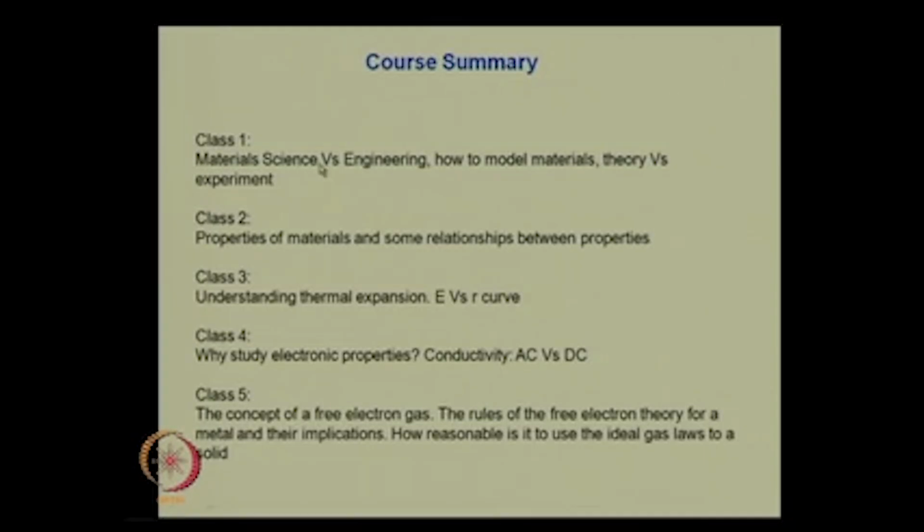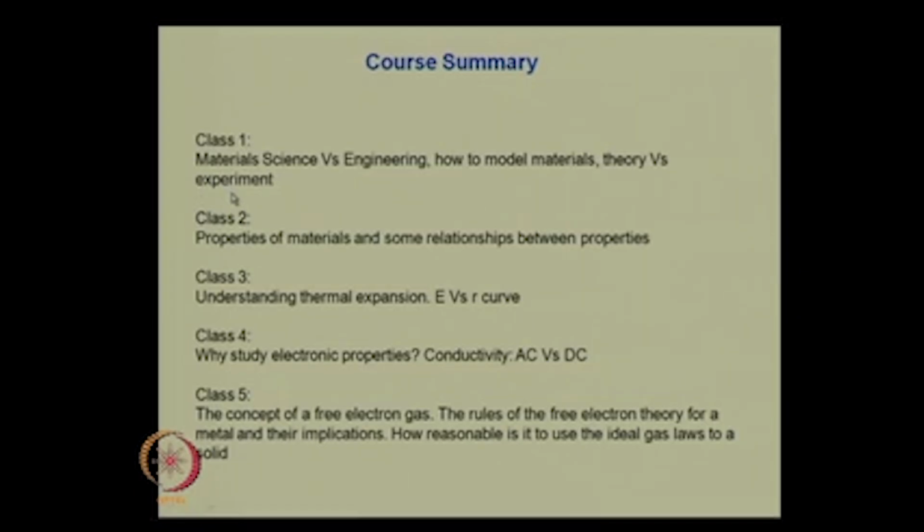So to begin with, we started off by looking at material science versus materials engineering, and in particular we looked at what kind of approaches we would need to model materials. We also considered the differences between theory versus experiment, in the sense that I particularly highlighted the fact that at the end of it all it is the experiment that is supreme. If you come up with a theory that cannot be proven by experiment, or if there is strong experimental evidence contradicting your theory, then in principle the theory is not going to be accepted. So in that sense, in the hierarchy, experiment is higher than theory.